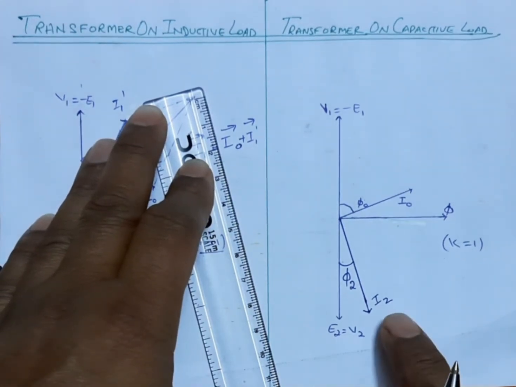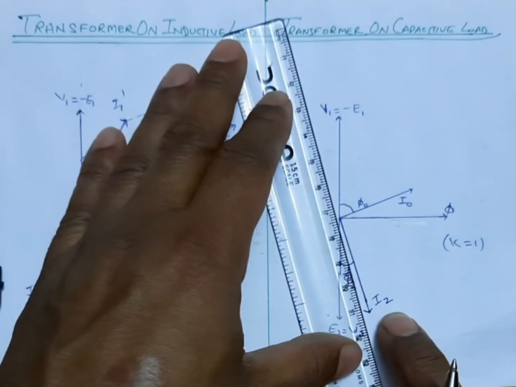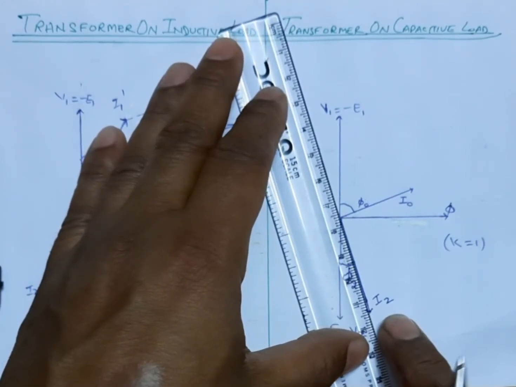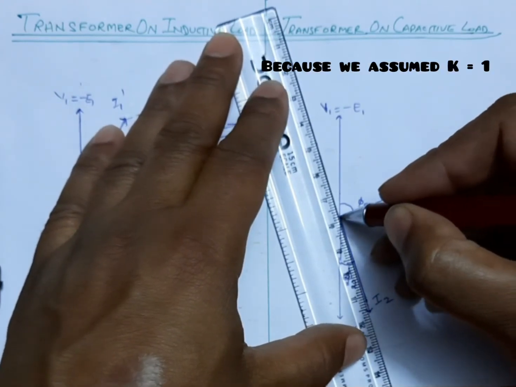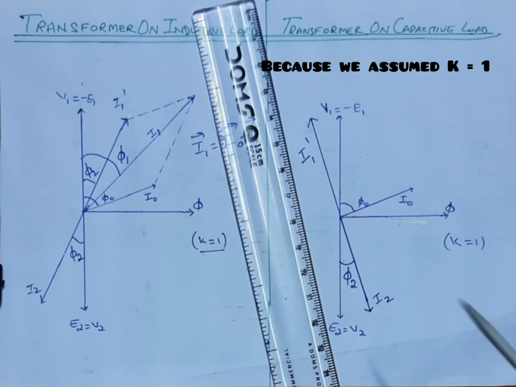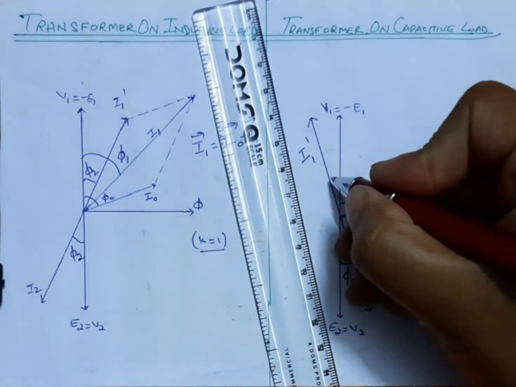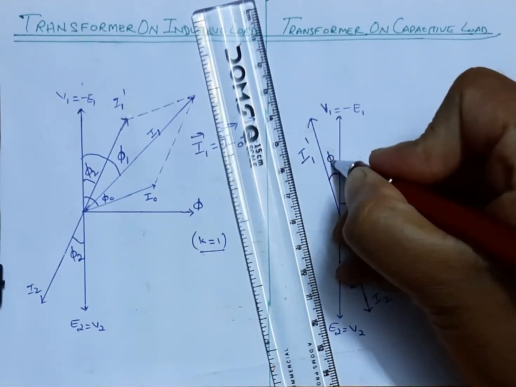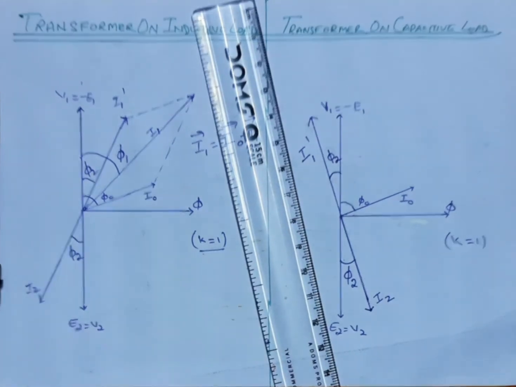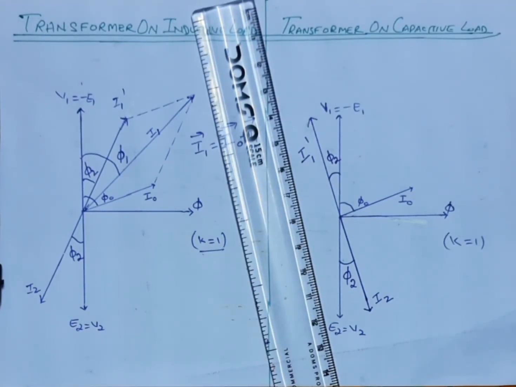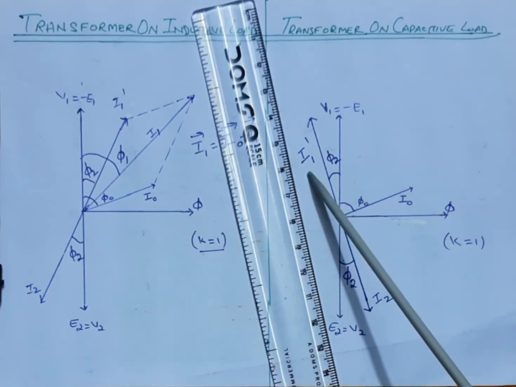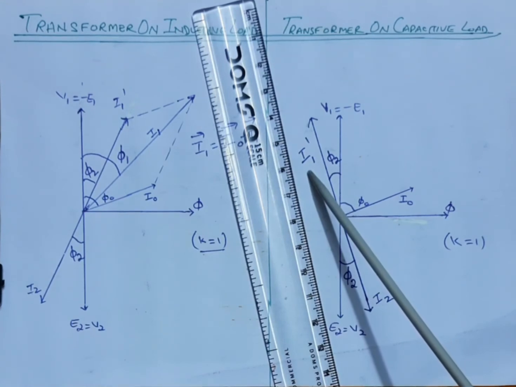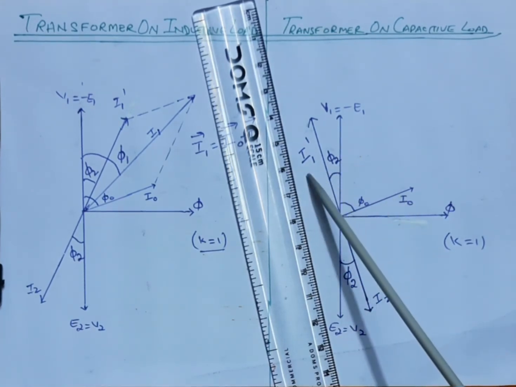Now, I2 will cause additional current I1 dash to flow in the transformer, and that current has to be equal and opposite to I2. So, I1 dash will be equal to I2 in length and it will be in opposition. As this angle is phi 2, this angle is also going to be phi 2. So now we have two currents back in the primary. One is the no load current and the other is this additional current I1 dash, and the resultant will be the vector sum of I0 and I1 dash.